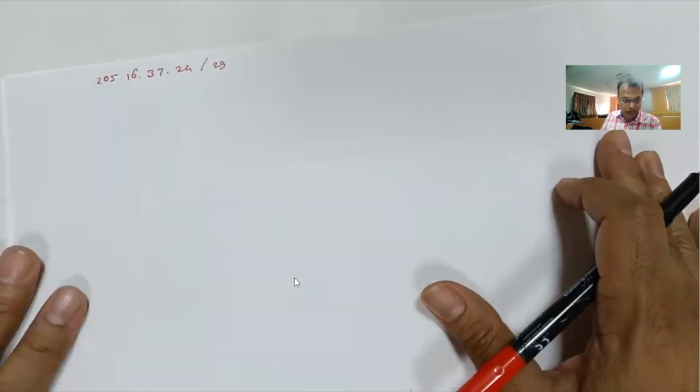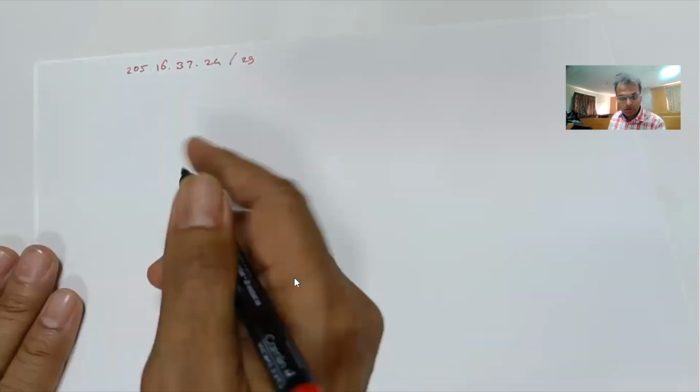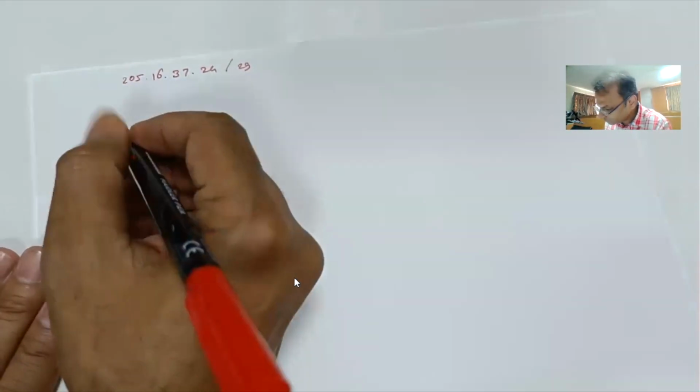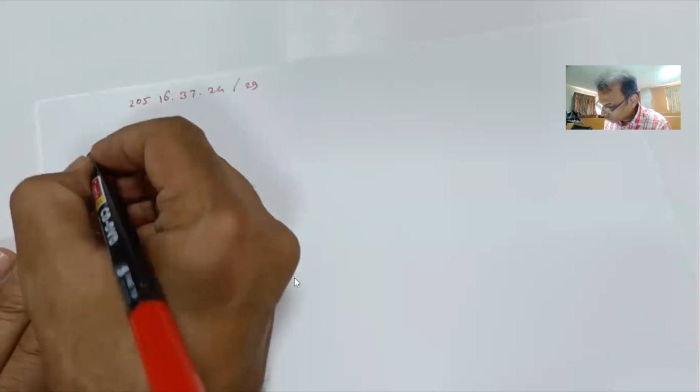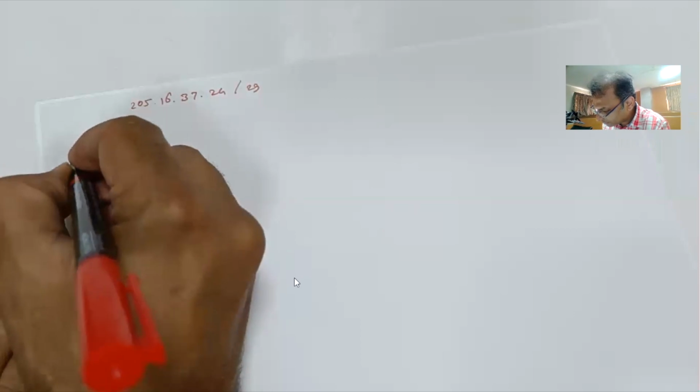Now, you all have to create a table on a long page here. First I'll have to find out the subnet ID.